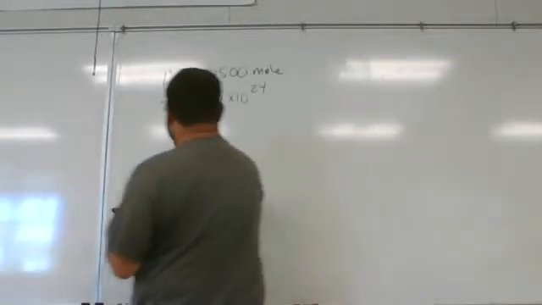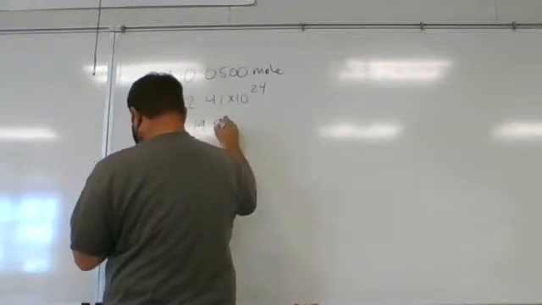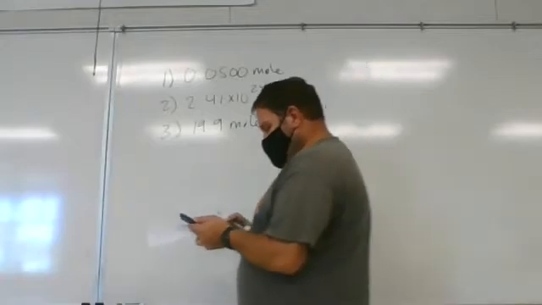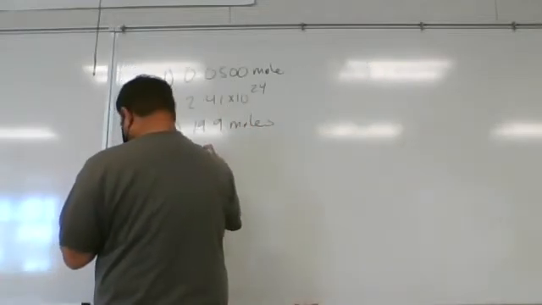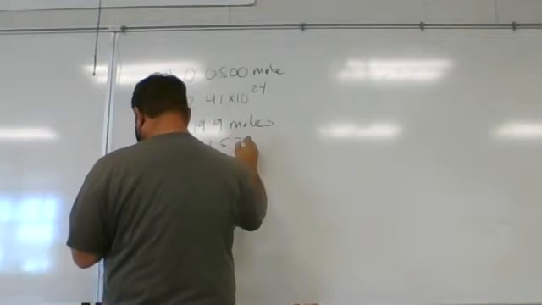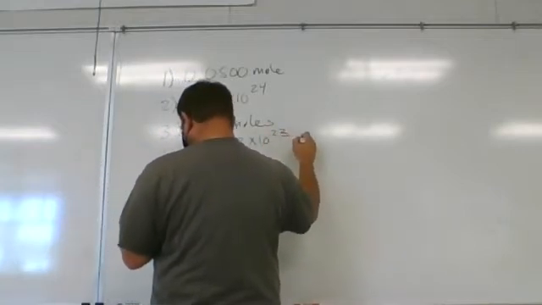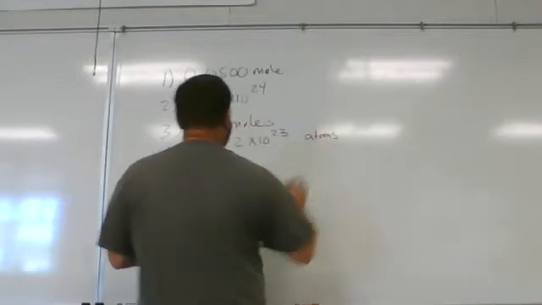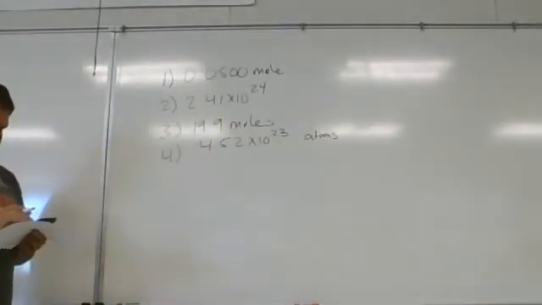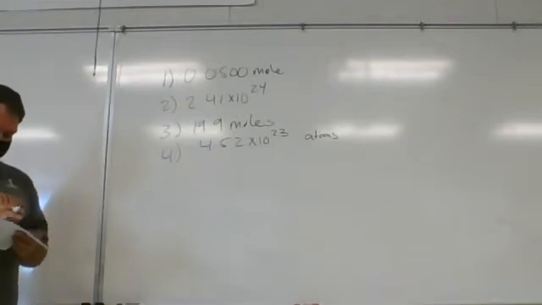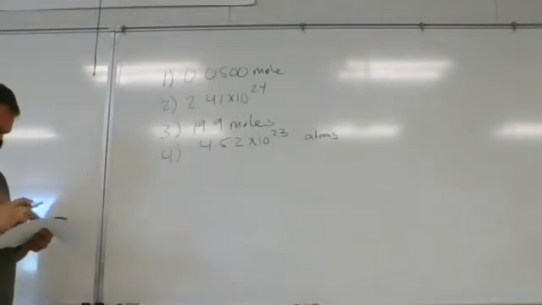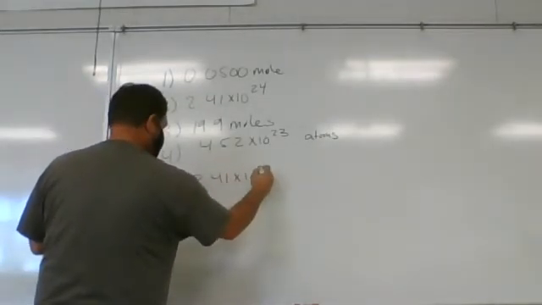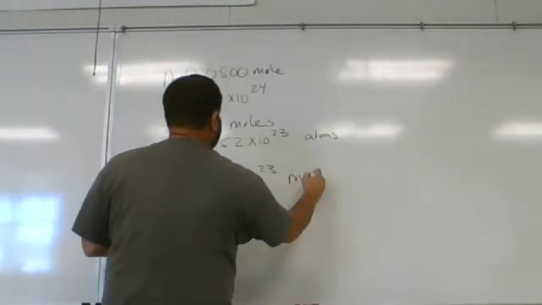Okay. 3 should be 19.9 moles. I think my calculator is right. 4 should be 4.52 times 10 to the 23rd. 5 should be 2.41 times 10 to the 23rd molecules.